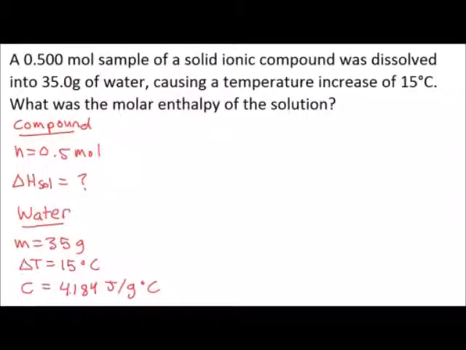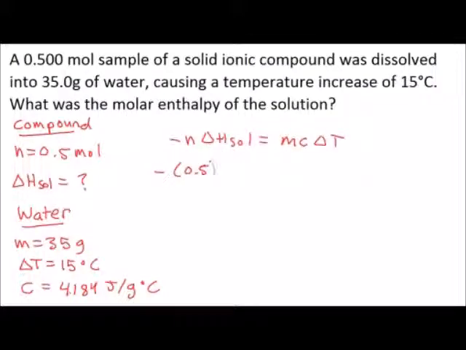Consider this example. A 0.5 mole sample of a solid ionic compound was dissolved into 35 grams of water, causing a temperature increase of 15 degrees Celsius. What was the molar enthalpy of the solution? We begin by writing down all the variables that we know. 0.5 moles for the compound, and we do not know the delta H solution. For the water, we know that the mass is 35 grams, the change in temperature is 15 degrees Celsius, and the specific heat capacity is 4.184 joules per gram degrees Celsius. This is a constant. We can then write the equation that we know and then solve.